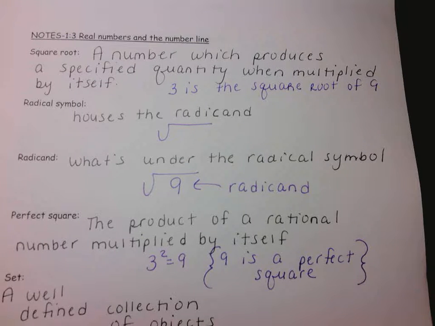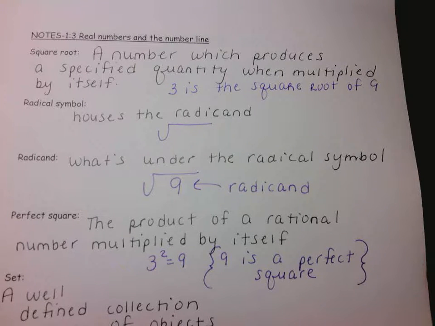This is the video for 1.3, real numbers. A square root is a number which produces a specified quantity when multiplied by itself. So for example, 3 is the square root of 9 because 3 squared equals 9.